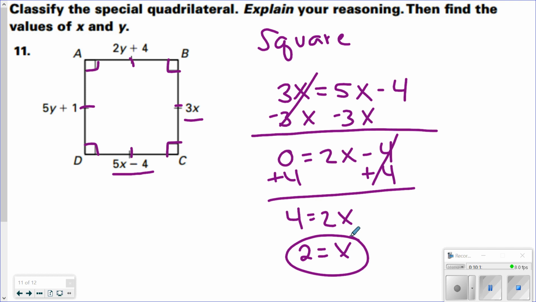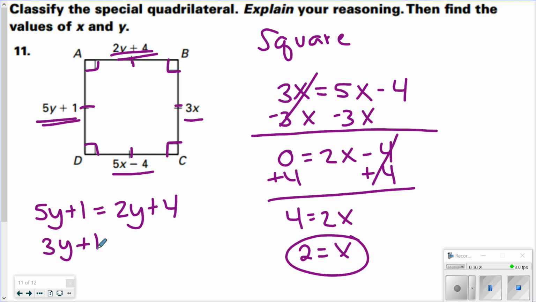Next, let's solve for y. So I want to set those two equations equal to each other. And I have 5y plus 1 is equal to 2y plus 4. Subtract 2y from each side. I get 3y plus 1 is equal to 4. Subtract 1 from each side. 3y is equal to 3. Divide by 3, y is equal to 1.